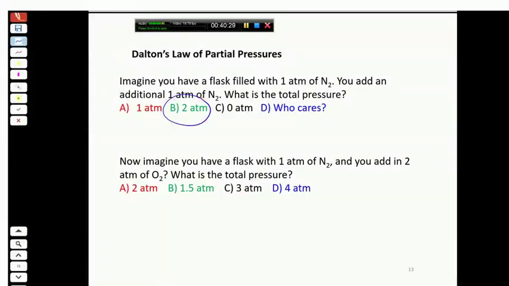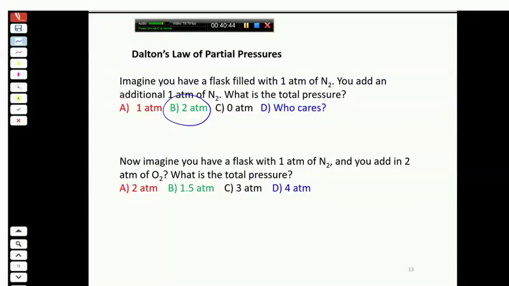So we know that pressures are additive. If we take one gas at a certain pressure and we add another amount of that gas at a certain pressure, the sum of those two, what we call partial pressures, would give us the total pressure of the final system. Now let's say we do it with two different gases.